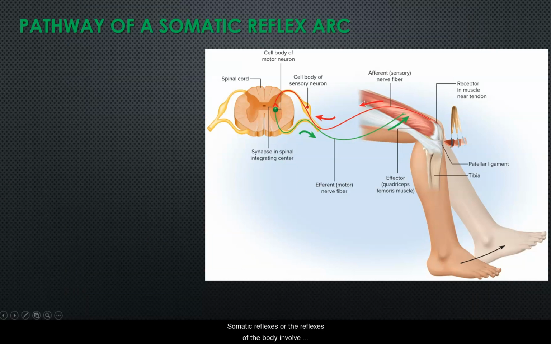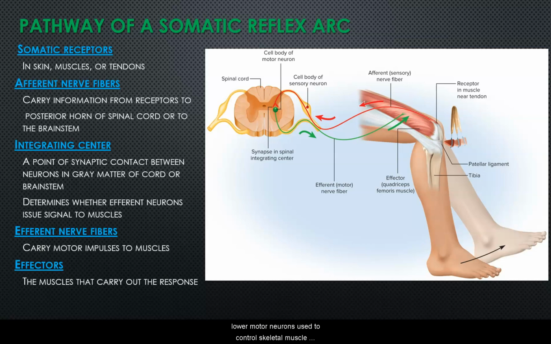So, somatic reflexes, or the reflexes of the body, involve these unconscious skeletal muscle motor responses. These reflexes utilize some of the same lower motor neurons used to control skeletal muscle during conscious movement. But because reflexes are so quick, it makes sense that the somatic reflexes are often meant to protect us from injury. As examples, reflexes contribute to the maintenance of balance, rapid withdrawal of your hand or foot from damaging stimuli, things of that nature.